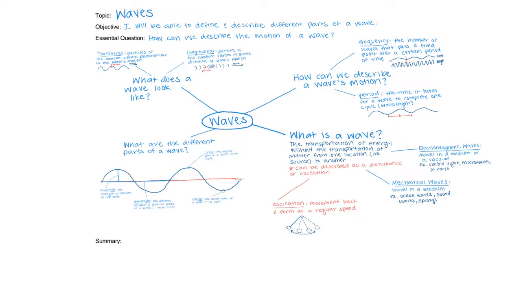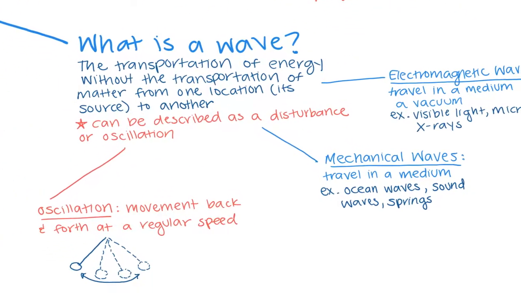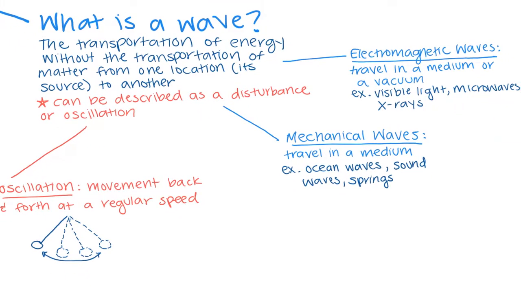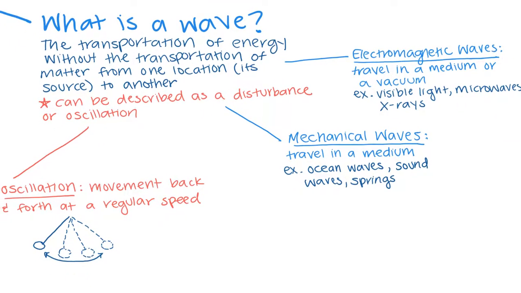So let's just start with the very basics and talk about what is a wave. I'm going to try to fit this all on the screen here. Okay. So what is a wave? A wave is the transportation of energy without the transportation of matter from one location to another. So we'll talk about what that really means, but a wave is simply a means of transporting energy without actually transporting a substance.